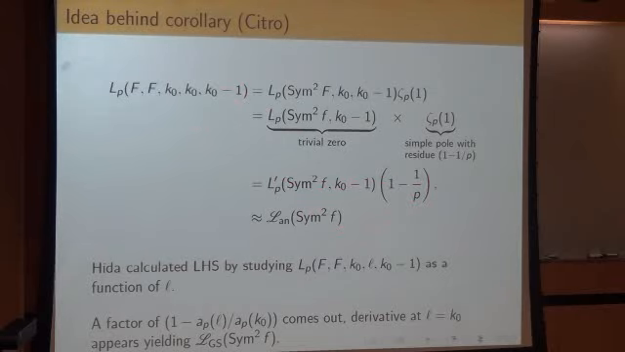So then you ask if you can calculate this some other way so that you get the Greenberg-Stevens L invariant to come out. Then you would prove that this is equal to the Greenberg-Stevens. And you can, it turns out.